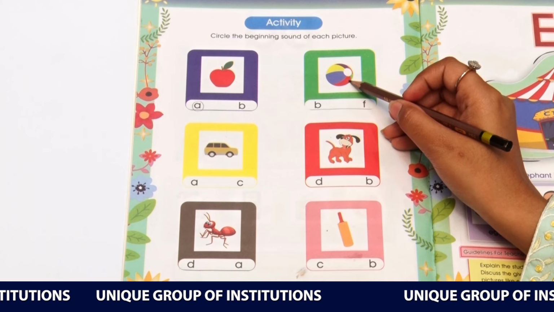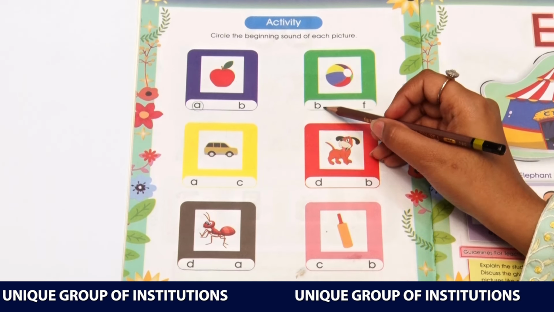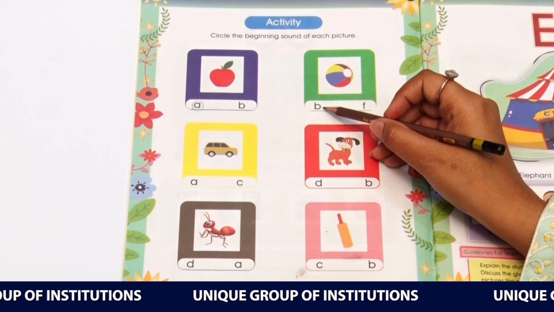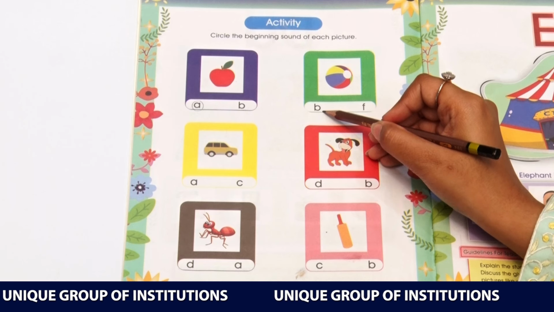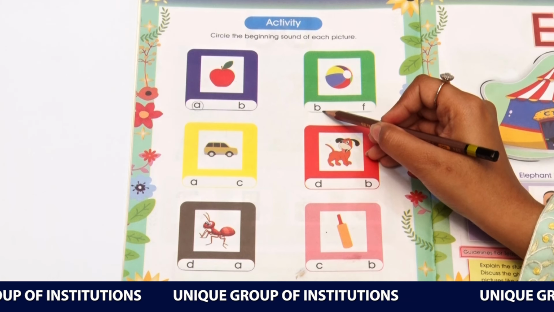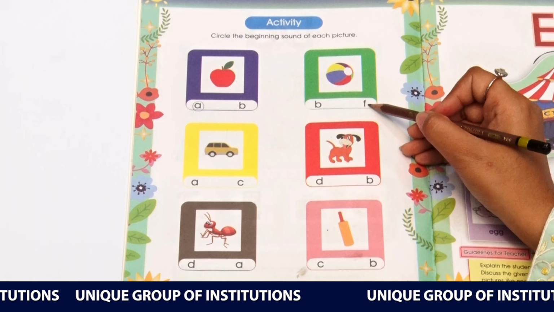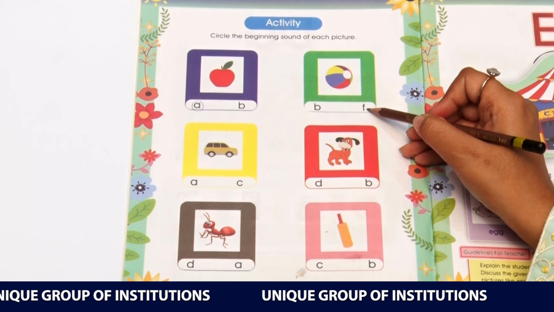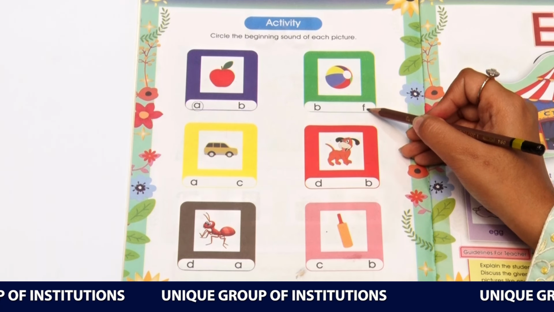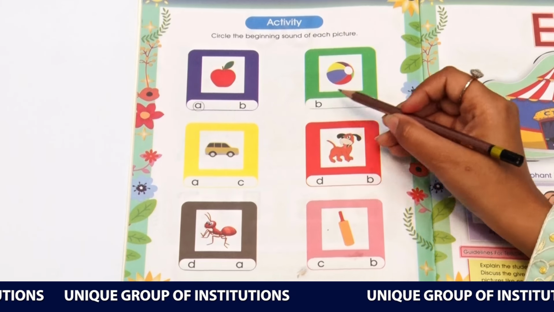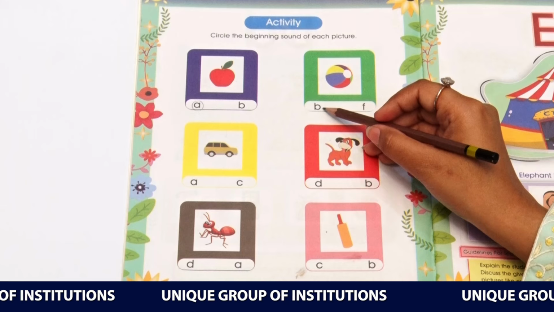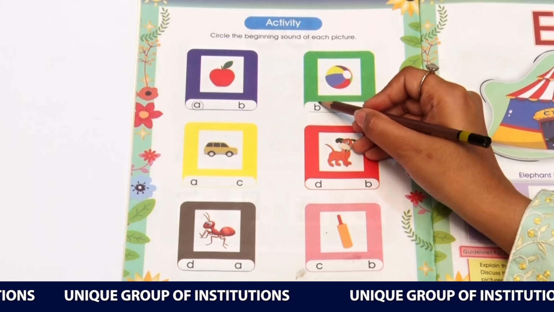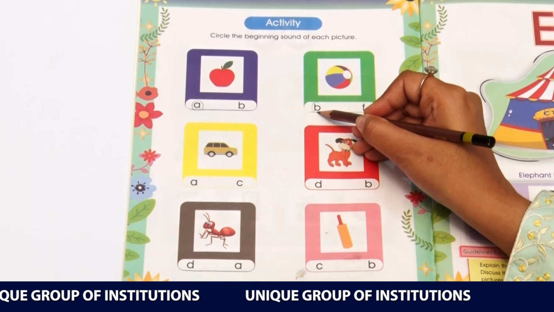Next we have a picture of a ball. It's a ball. The beginning sound is B. Ball. This is letter B. The letter B makes the sound B. This is letter F and the letter F makes the sound F. So, ball or football? It's ball. We have to circle the letter B.